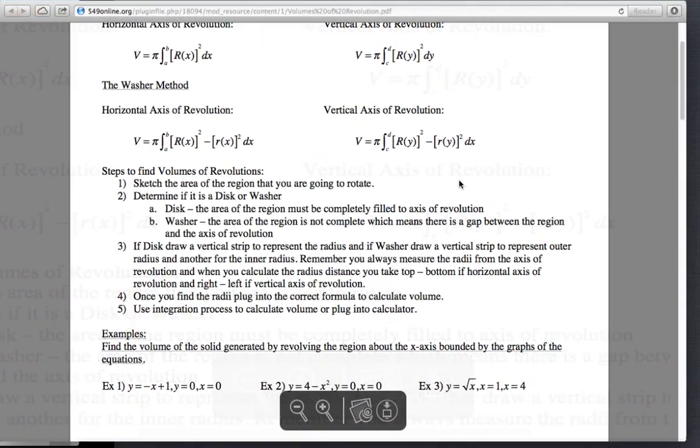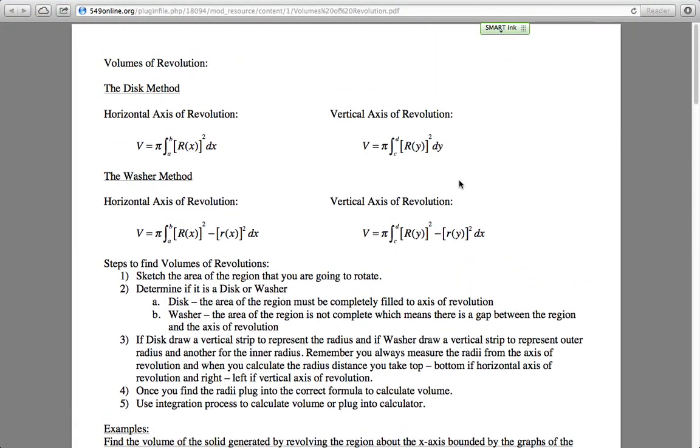All right, so here are our formulas from yesterday. We have the disk method. If we have a horizontal axis of revolution, the equation would be V equals pi times the definite integral from a to b of r of x squared, the radius squared, times dx.